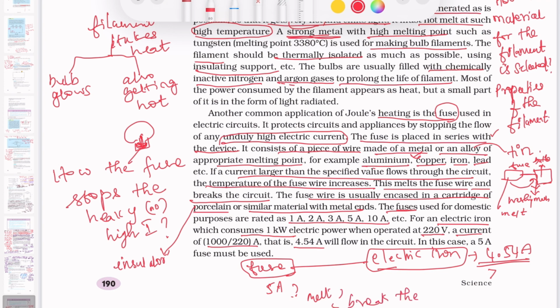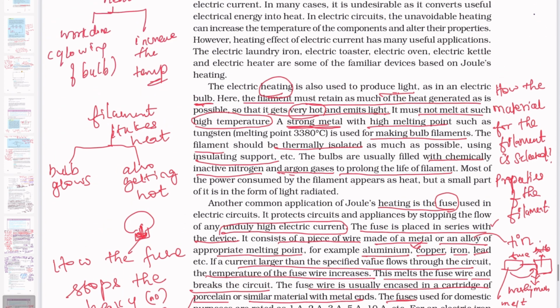So if the fuse melts and breaks the circuit, what happens? The electric iron will not work because the circuit is in series connection. This is a series connection. So we know if in a series connection one equipment doesn't work, the continuous connections will not work because they are connected in series. So this is the concept used, the practical applications of the heating effect of electric current.